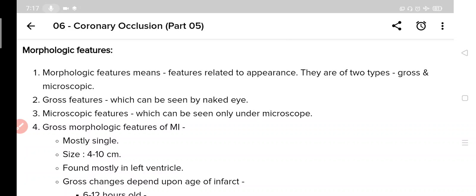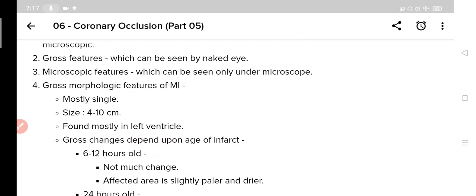Morphologic features means features related to appearance. Morphologic is derived from the word morph. Morph means shape or appearance. So these morphologic features are of two types, gross and microscopic. Gross features, which can be seen by the naked eye, are called gross features, and microscopic features, obviously, can be seen only under a microscope. Gross features can also be called macroscopic, and the second one is microscopic features.